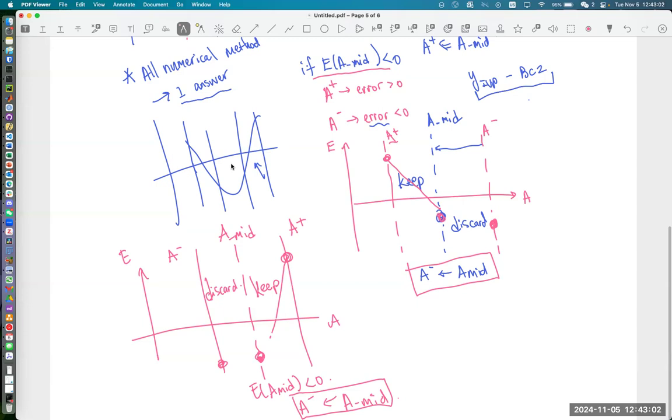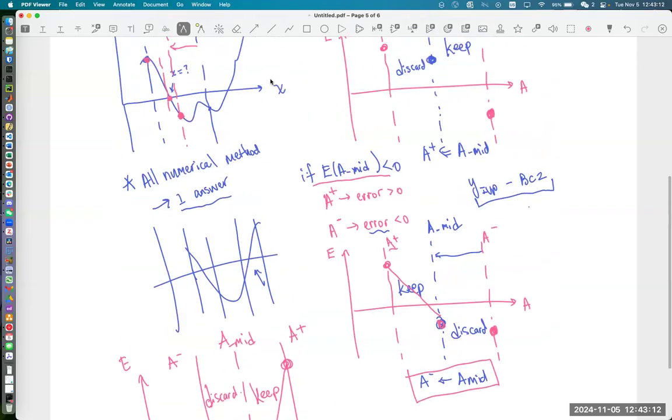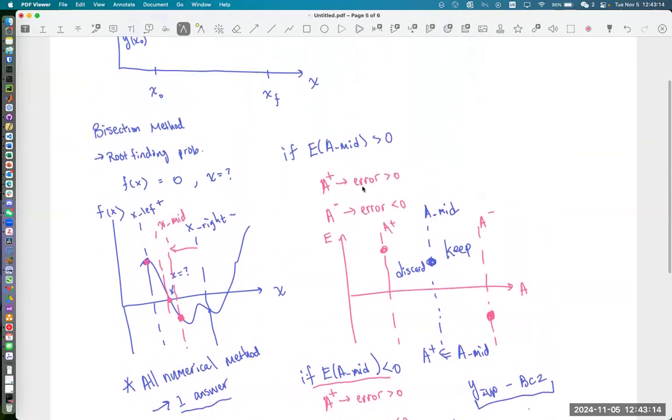So you're defining A positive such that if the error is positive... The point is, A positive, I define it such that the error is positive. So A plus is... I should write this out more explicitly.